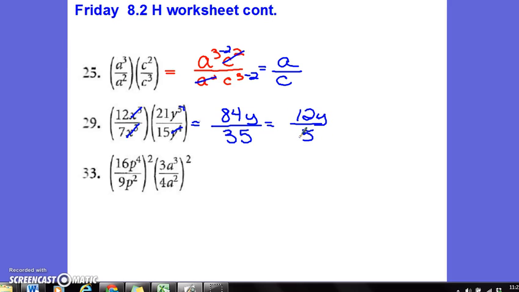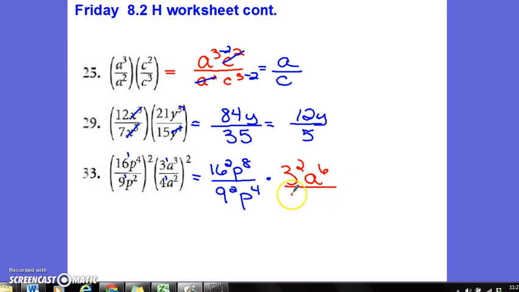Remember, use the calculator. In number 33, powers to power you multiply. So put your ones in where they need to go. So we're going to deal with the first fraction. So it's going to be 16 squared p to the 8th over 9 squared, and that will be p to the 4th, times, second fraction I'll do in red. This will be 3 squared a to the 6th over 4 squared a to the 4th.